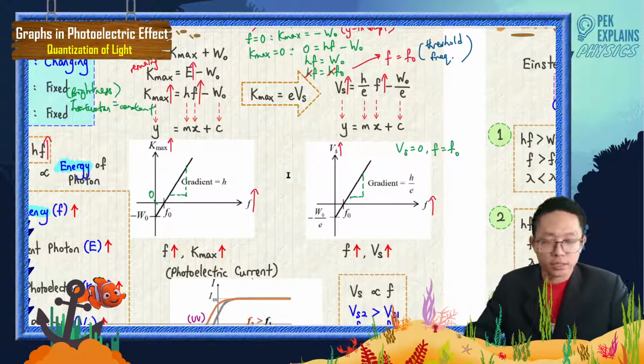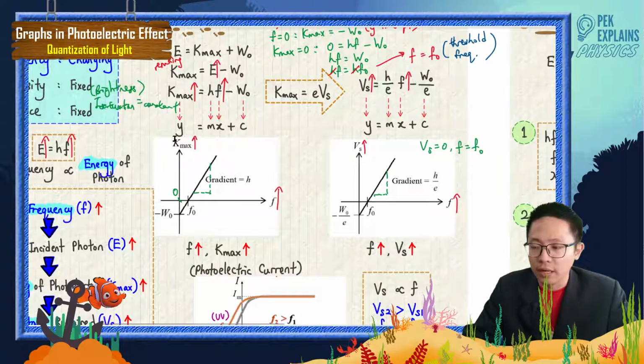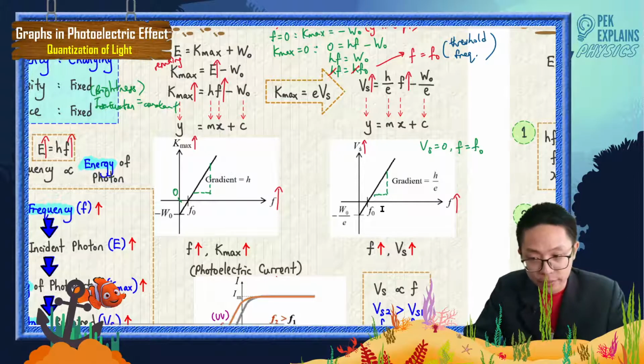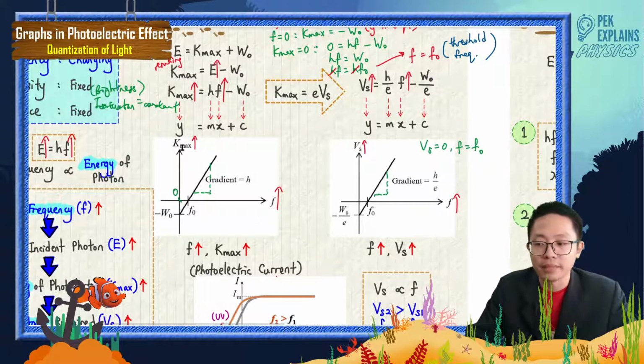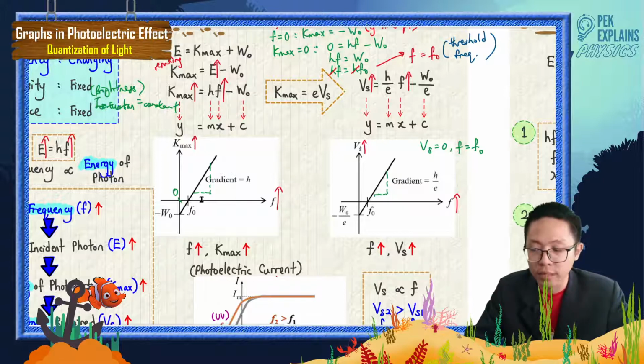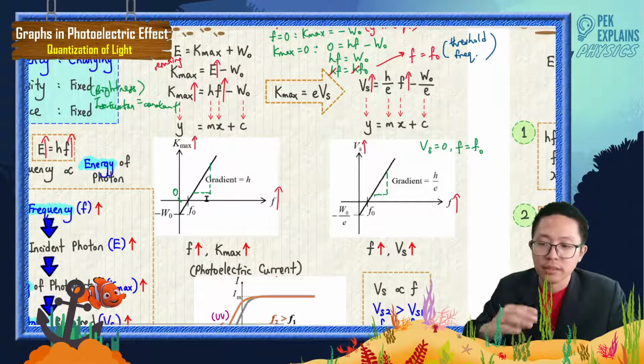So these two graphs are important. You must know that for this graph, the x-intercept is the threshold frequency f naught, and the y-intercept depends. If it is Kmax, it is negative W naught; if it is Vs, it is negative W naught over e. This is a very important graph. You must know what they refer to, what the x-intercept and the y-intercept are, because the question will ask you the value. What does this represent?